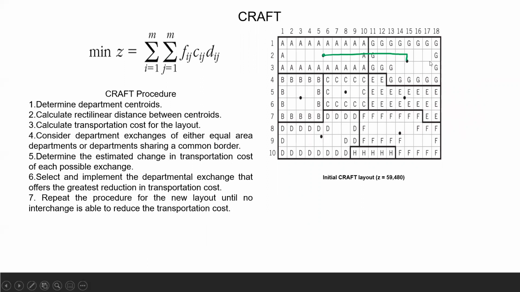Ito po gagamit tayo ng Excel. Yung add-ins doon. Okay? So ito yung departments 1, 2, 3, 4, 5. So meron siyang initial na layout. Halimbawa, you're planning to make improvement plan. Okay, improve natin itong layout natin. So ito yung initial layout niya. Okay?